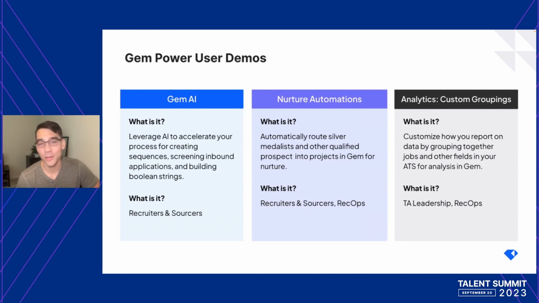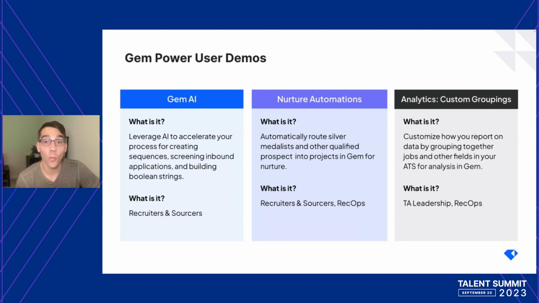So the three power user demos we're going to go through today, one is going to be focused on Gem AI. So leveraging AI to accelerate processes for creating sequences, screening inbound applicants, and also building Boolean strings for rediscovering candidates. That demo is going to be most useful for recruiters and sourcers.